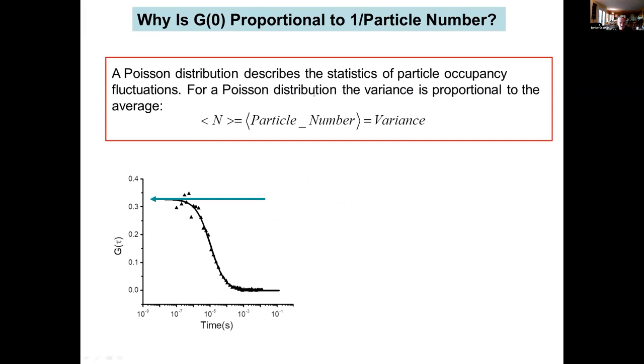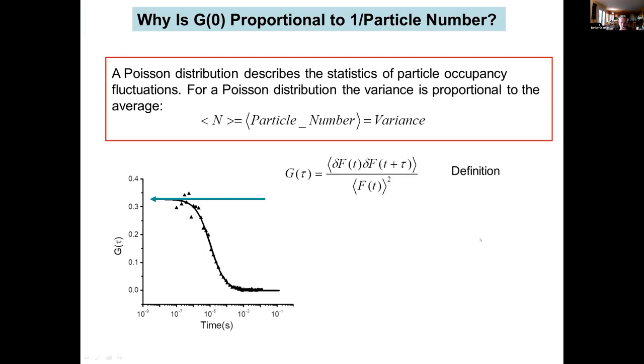So the original demonstration of that is based on the fact that you have a Poissonian distribution. A Poissonian distribution is such that the average number is equal to the variance.